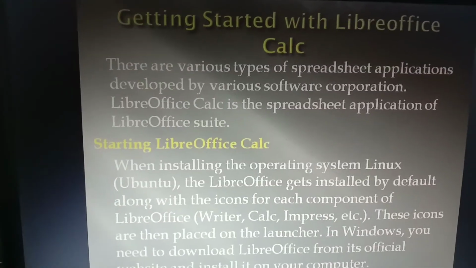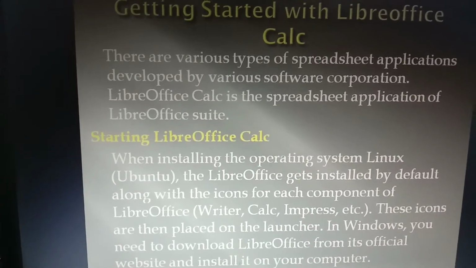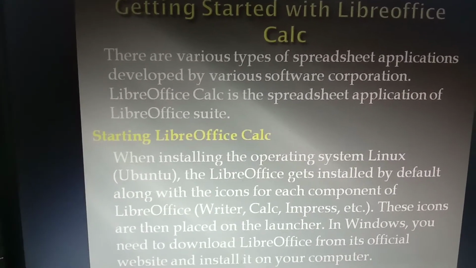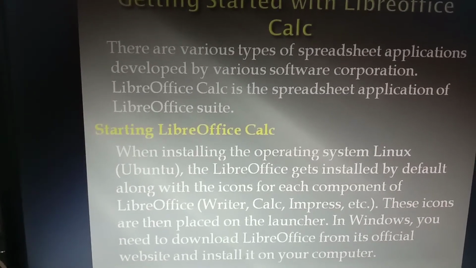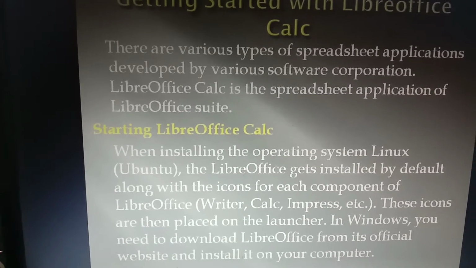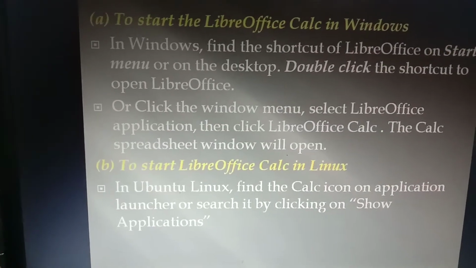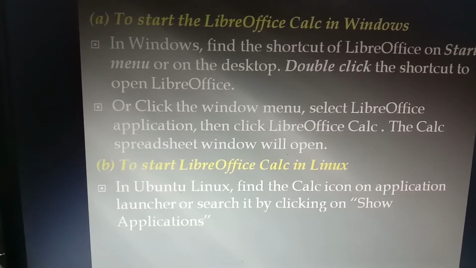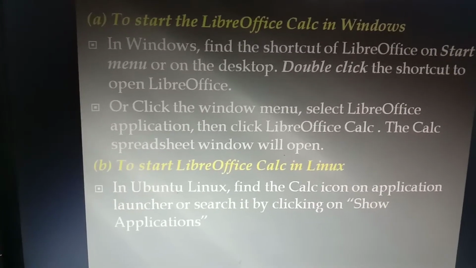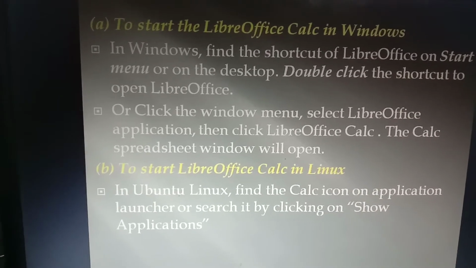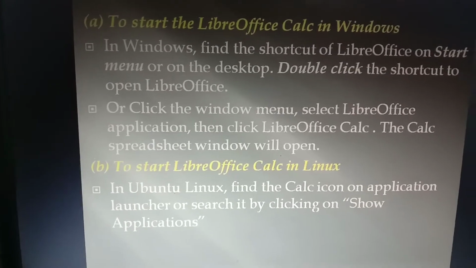Now, getting started with LibreOffice Calc. It is a spreadsheet application suite. LibreOffice Calc comes with the operating system Ubuntu. When you install Ubuntu, Writer, Calc, Impress, etc. are installed by default. To start LibreOffice Calc in Windows, if you find the shortcut of LibreOffice on the desktop, you can double click on it. Or click on the Windows menu and select the application, so you can do the work.